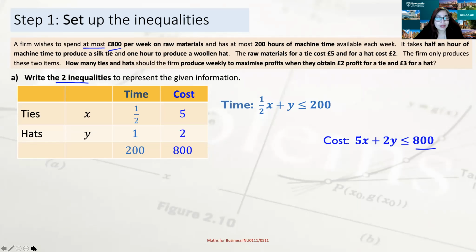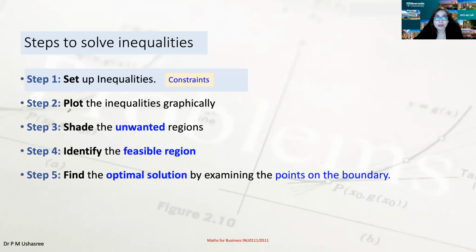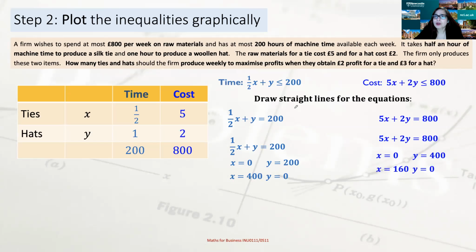Okay. Now let's go to step 2. What's our step 2? Plot the constraints graphically. Plot the inequalities graphically. So what are we going to do? We are going to draw the straight lines for the equation as we did in the last week. So you're going to write this inequality in the equality form and draw straight lines for the equality. How will you draw the straight lines? We put x is equal to 0, find a value of y. We put y is equal to 0, find the x value in this equation, and then draw the straight line. Similarly, for this equation, 5x plus 2y is equal to 800.